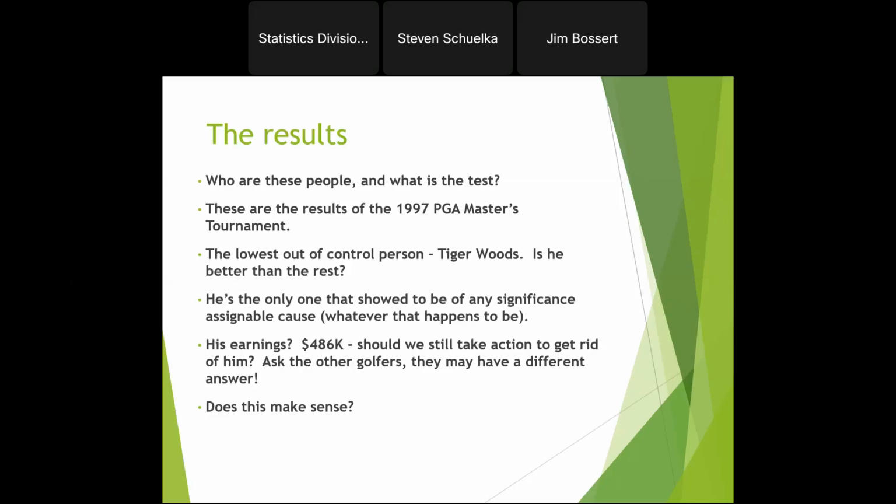Most out of control person is Tiger Woods. Is he better than the rest? Well, in this case, he was. He's the only one that showed to be of any significant assignable cause. He was more consistent than anybody else there. As a result, he earned $486,000.